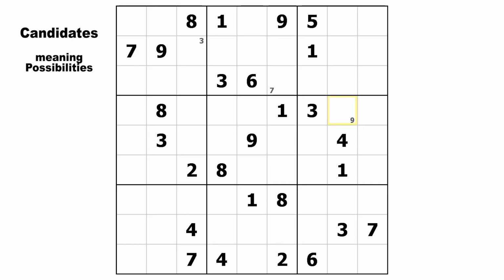This is why we will only enter a few of the possible candidates, i.e., only those that are necessary to help us solve the puzzle. We want to keep the grid as clean looking as possible.